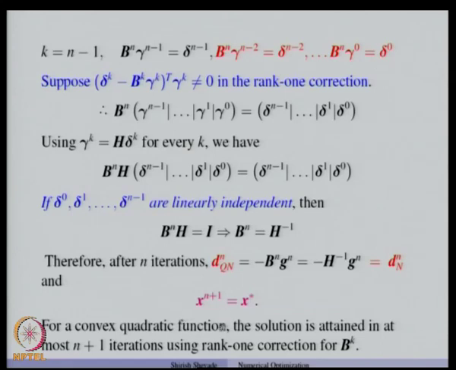Therefore, for a convex quadratic function, the solution is attained in at most n plus 1 iterations using rank 1 correction for BK. Now, what this requires is that the heredity property holds, and these are linearly independent. So, let us postpone the discussion on the linear independence of the vectors generated. Let us look at the hereditary property.